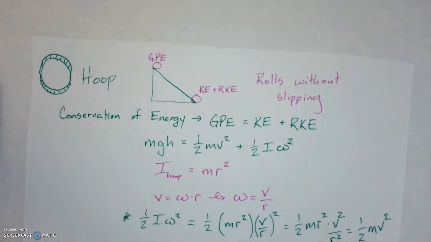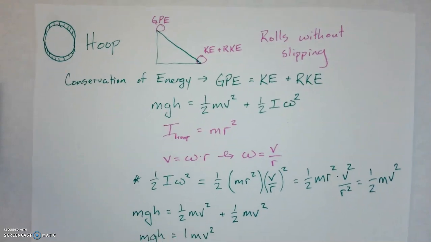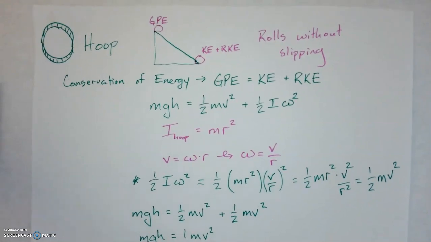Okay, let's do our hoop first. There's a lot going on here. Starting at the top, the hoop is also going to start at the top of the ramp with only gravitational potential energy. And then it's going to roll without slipping down the ramp, which means it's going to have kinetic energy because the hoop is moving, but it also has rotational kinetic energy because it is spinning. In that case, we have to add an extra term for our conservation of energy, which is where we get the rotational kinetic energy. Our conservation of energy equation becomes this, where 1/2 I omega squared is our rotational kinetic energy.